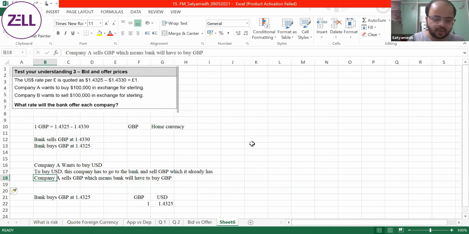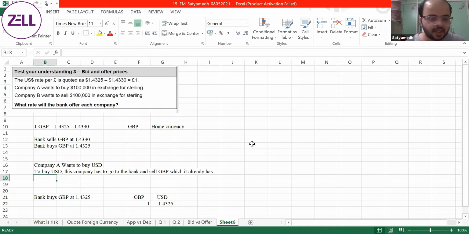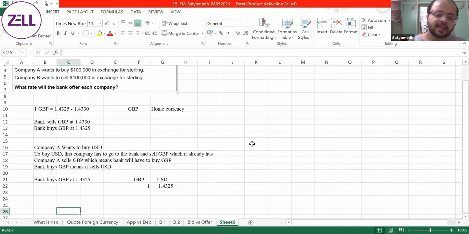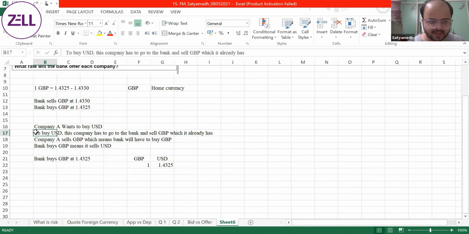Let's change this argument. एक level of complication बढ़ जाएगा. Buy USD, this company has to go to the bank and sell GBP. Company A buys USD, which means, one second. Company A sells pounds, which means bank will have to buy pounds. And bank buys GBP, means it sells USD. ये एक ही चीज को मैंने घुमा घुमा के अलग अलग तरीके से लिखा है. See if you can make sense out of it. These 3 lines that I have written, see if you can understand what I have written here.